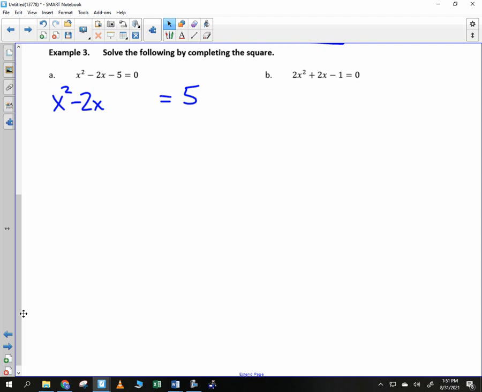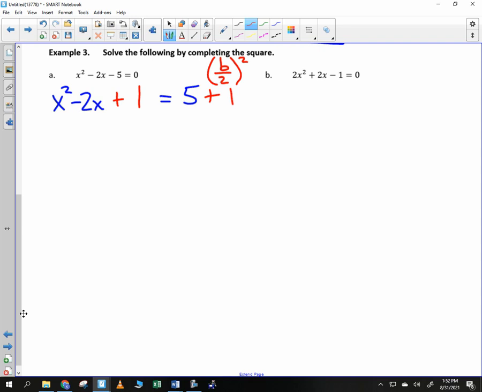Can somebody tell me what number I would add to complete the square? How did you get that? 2 divided by 2 is 1, squared is 1. Take the middle number b, divide it by 2, and square it. That's what you do to come up with that number. In order to maintain balance, if I added 1 to the left, then I add 1 to the right.